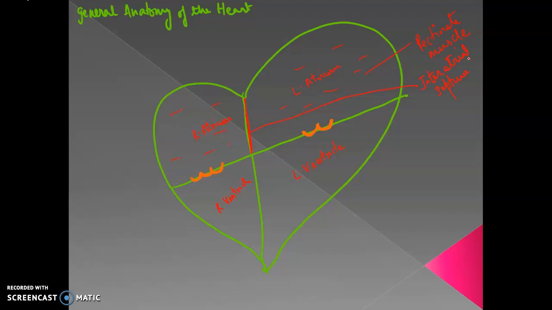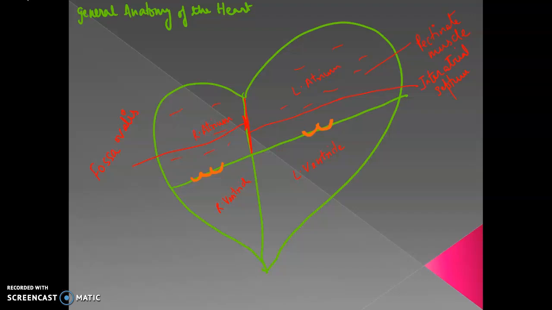Along the interatrial septum, there is a small depression, and this depression is called fossa ovalis. Fossa ovalis. More to be discussed in blood vessels in our next chapter. So the depression that lies in the interatrial septum is called fossa ovalis. Again, more to be discussed in next chapter.